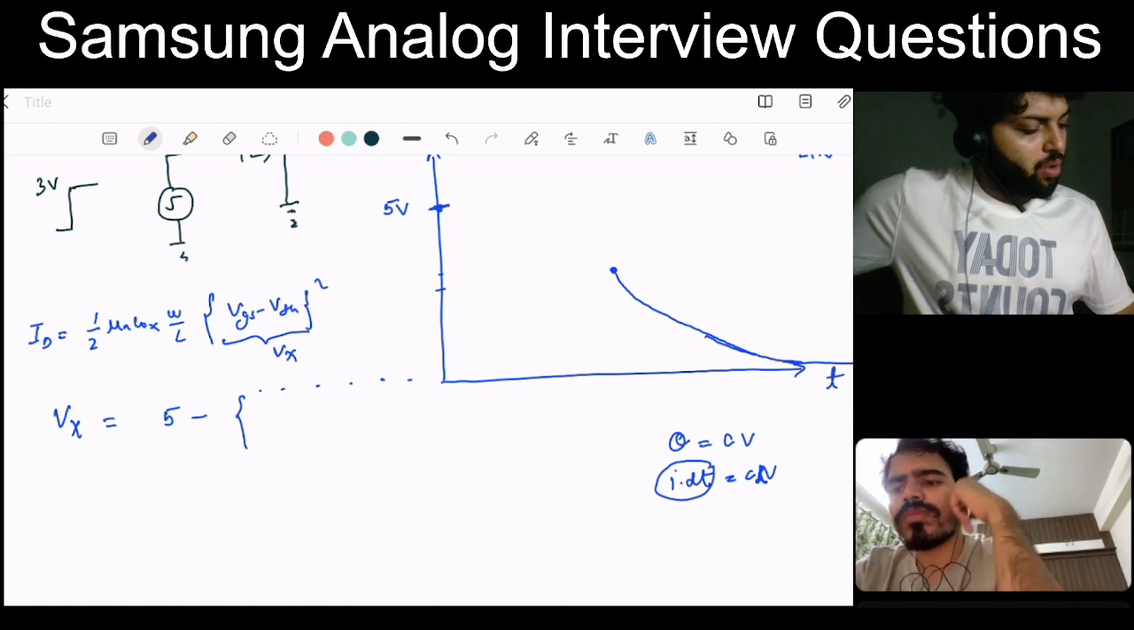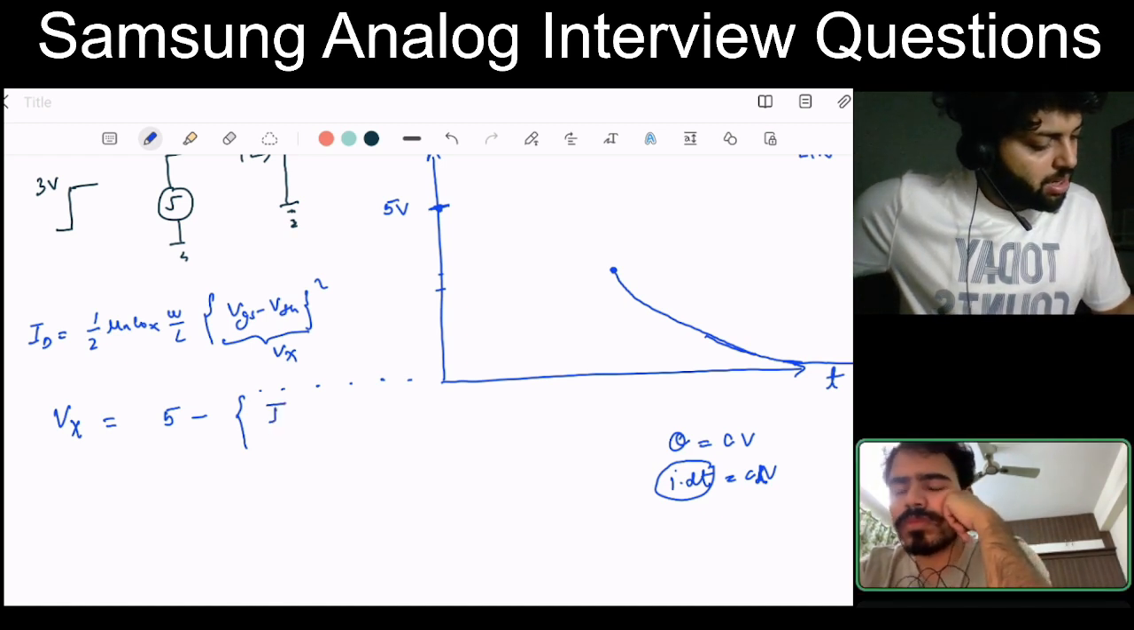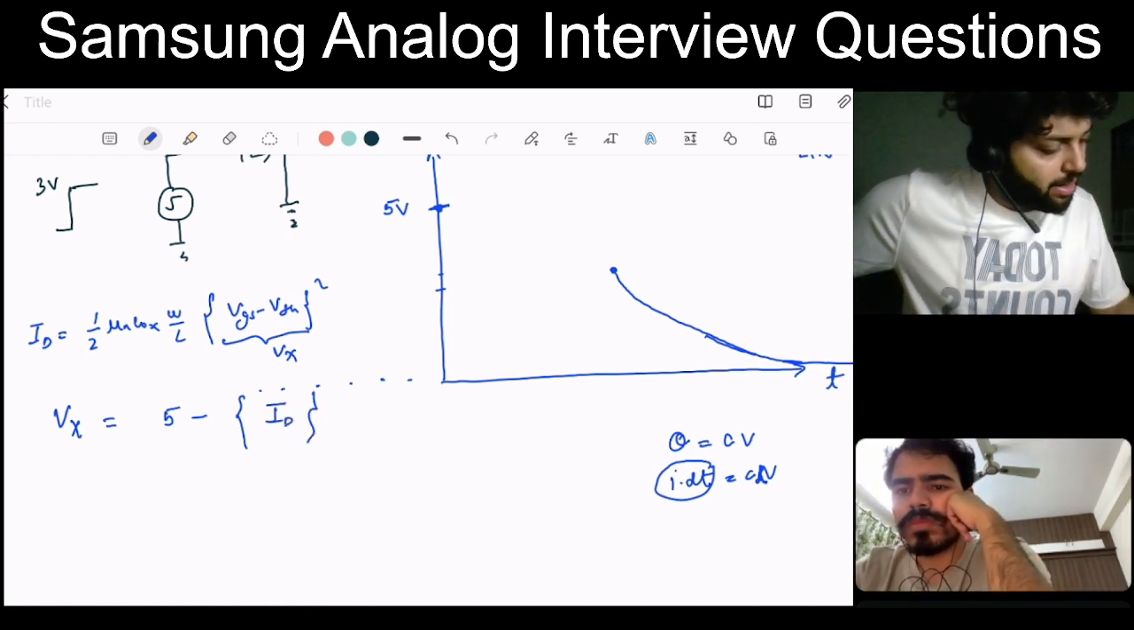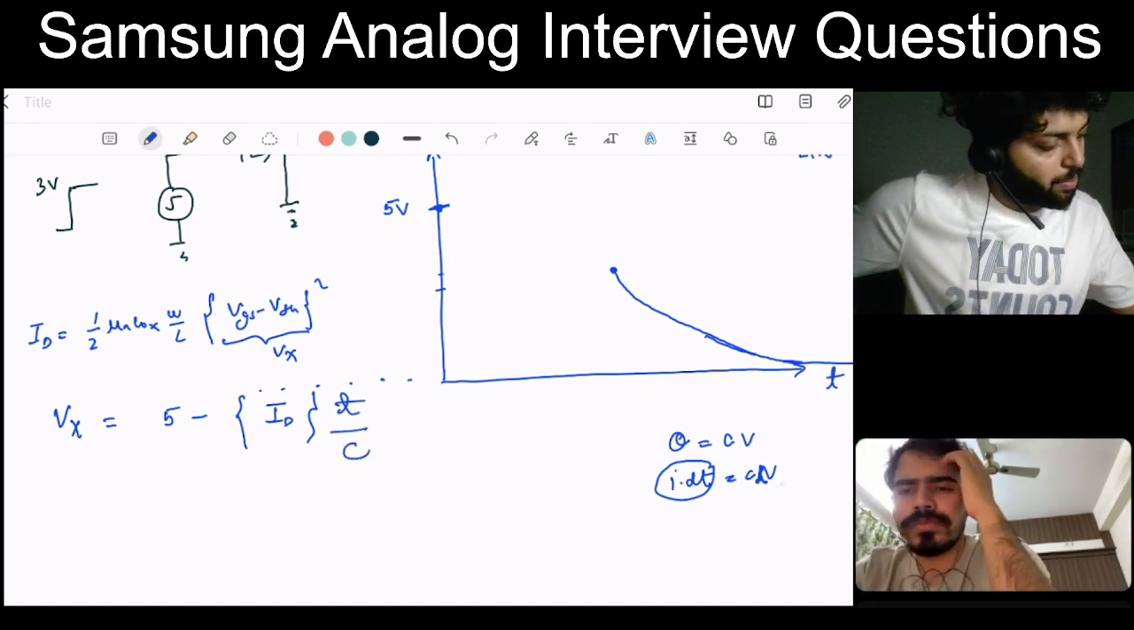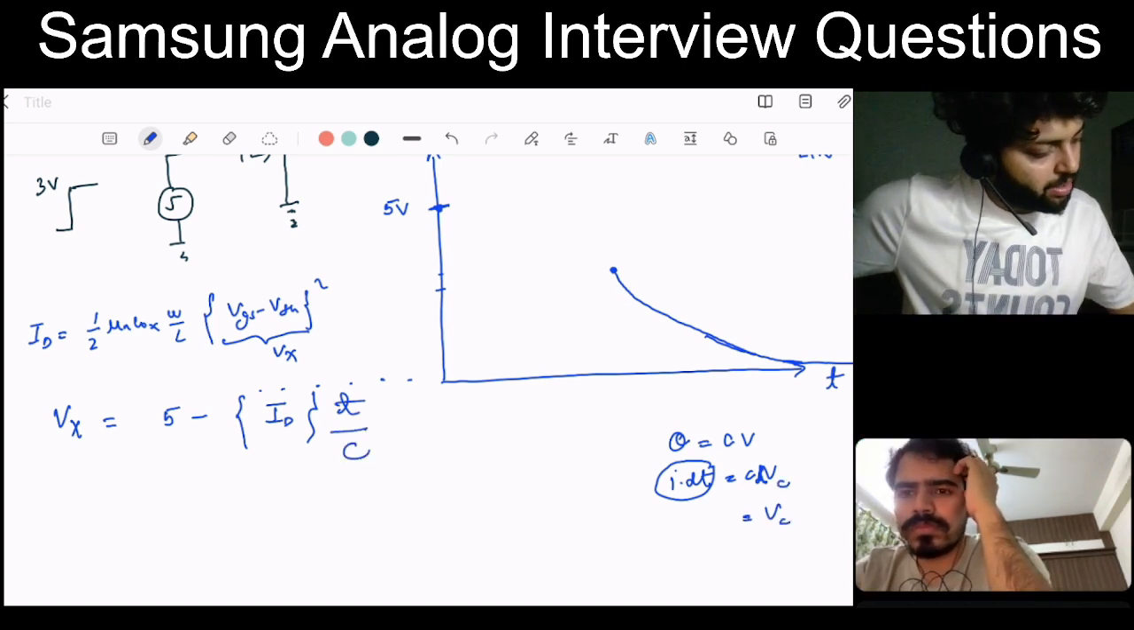So we know the I equation, just multiply it by t and divide it by C. So it will give us the voltage potential across the capacitor. Voltage across the capacitor is I into t by C.